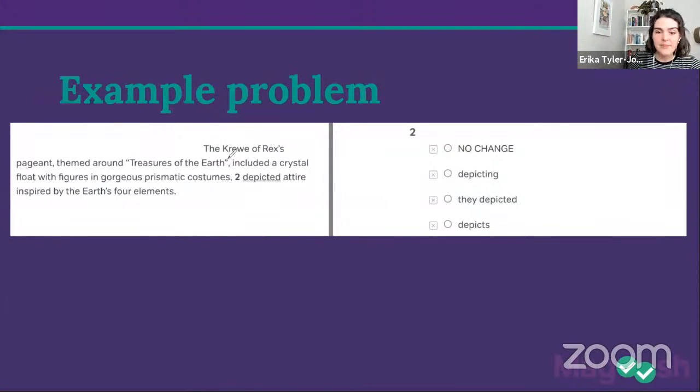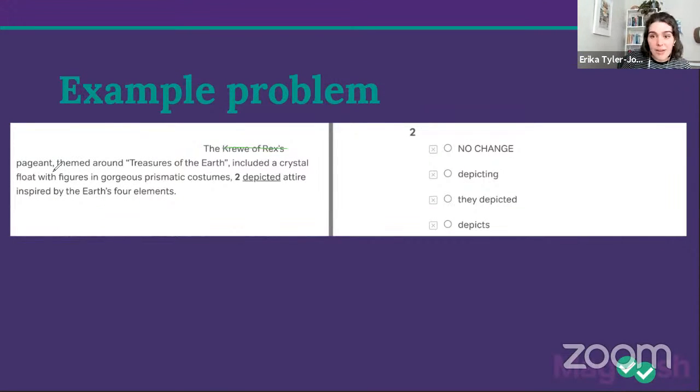I'll get us started. The first thing that I want to cut out is crew of Rexes, because it's describing the pageant. It's saying the pageant belongs to the crew of Rex. I don't care if I cut it out. I have the pageant, still a noun. Gone. Okay, beautiful. I'm seeing a bunch of folks saying, let's get rid of the themed around treasures of the earth chunk. And you are absolutely right.